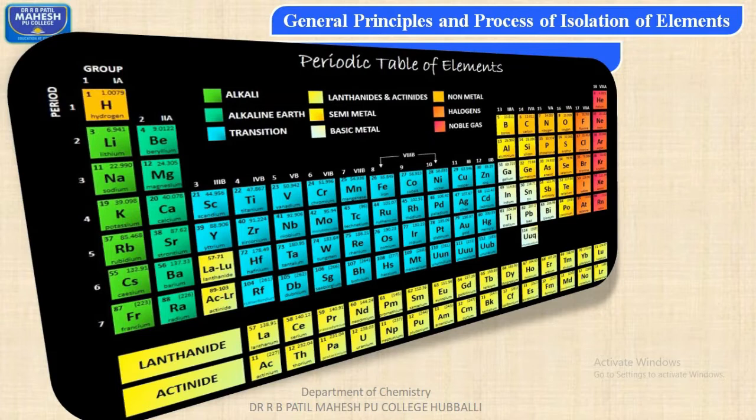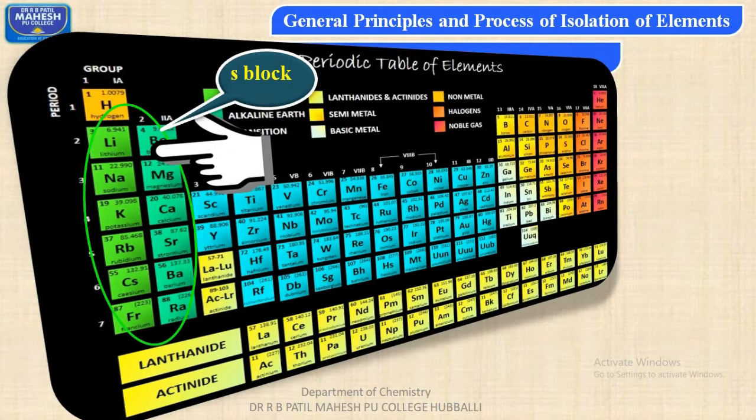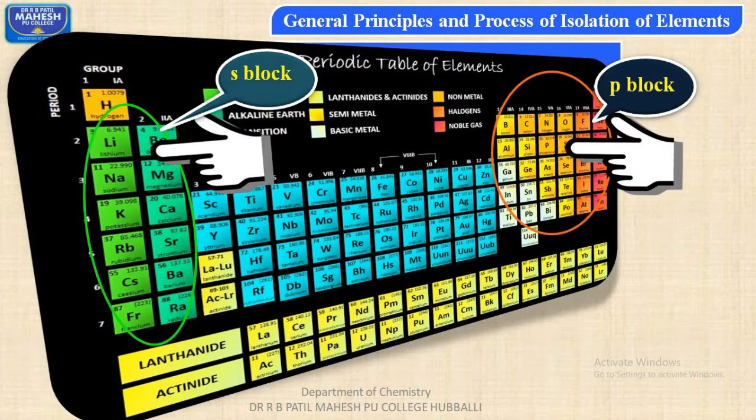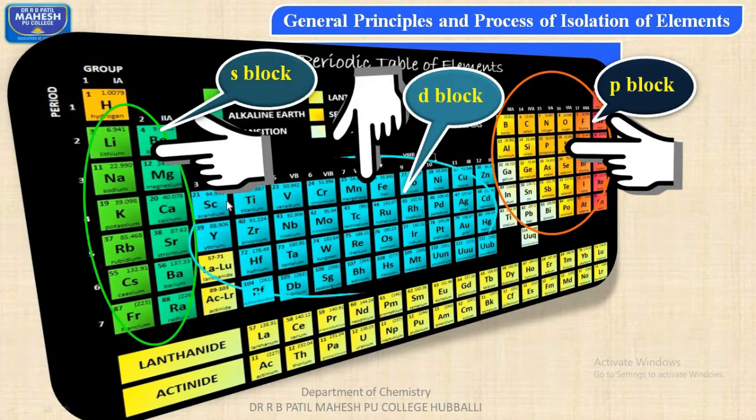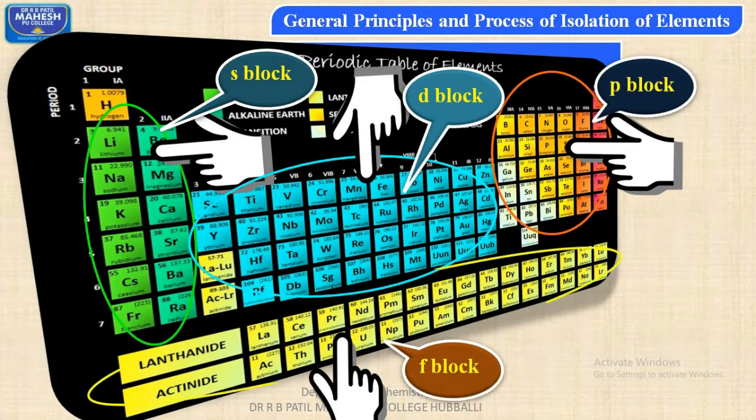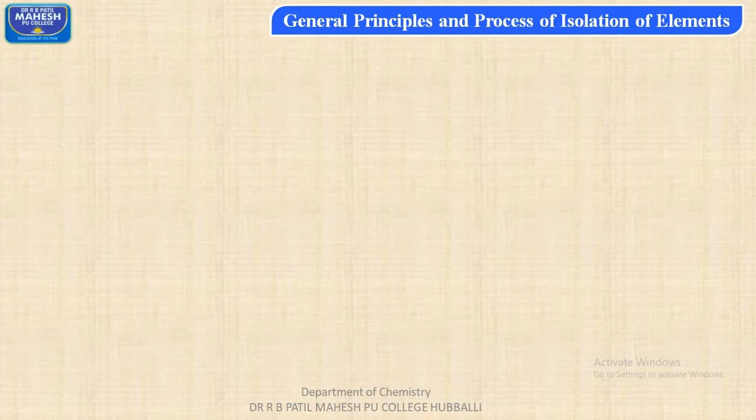Modern periodic table of elements. In this, students, you have already studied Group 1 and Group 2 elements, that is alkali metals and alkaline earth metals, which belong to S block elements, whereas Group 13 to Group 18, that is up to noble gases, belong to P block elements, whereas Group 3 up to Group 12 belong to D block elements, whereas the lanthanide and the actinide series belong to F block elements.